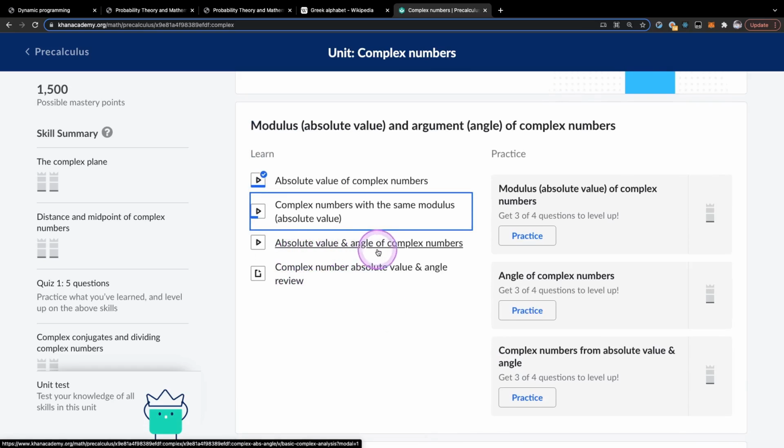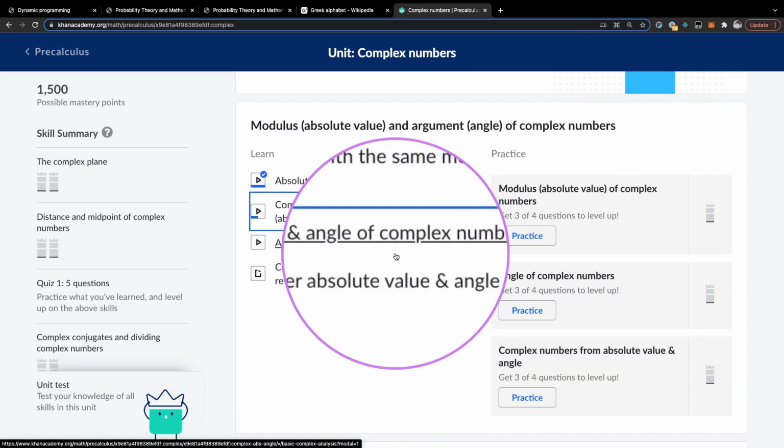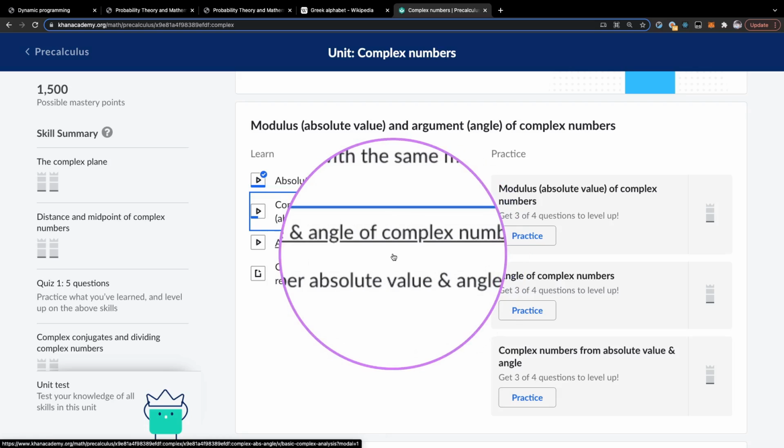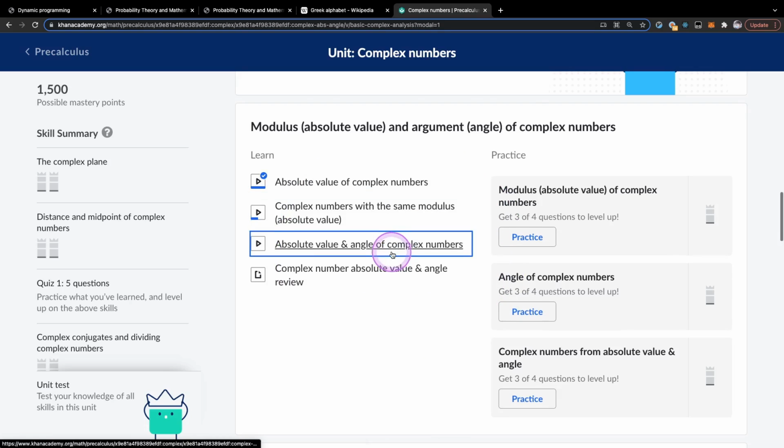The absolute value and the angle of a complex number. Did you ever hear about the concept that a complex number has an angle? Did you ever hear about that? No. So let's get into that.